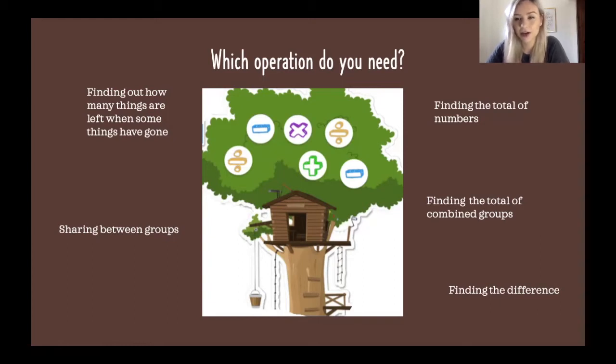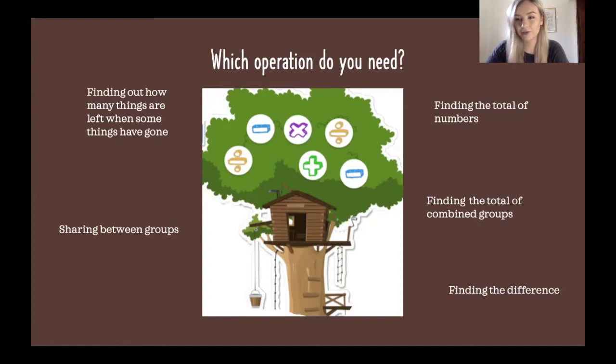So I'm going to read them first, then you will pause the video and then we can go through the answers together. So the first one up in this corner, it says, finding out how many things are left when some things have gone. One down here says sharing between groups. Then on the other side, we've got finding the total of numbers. Here we've got finding the total of combined groups. And then at the bottom, we've got finding the difference.